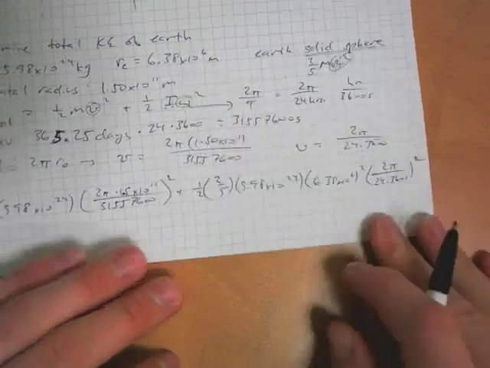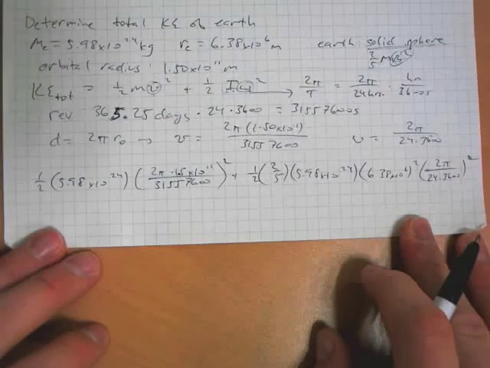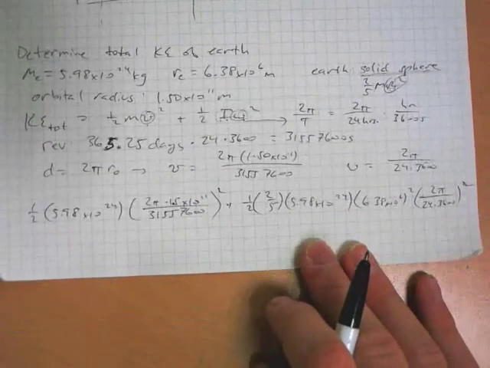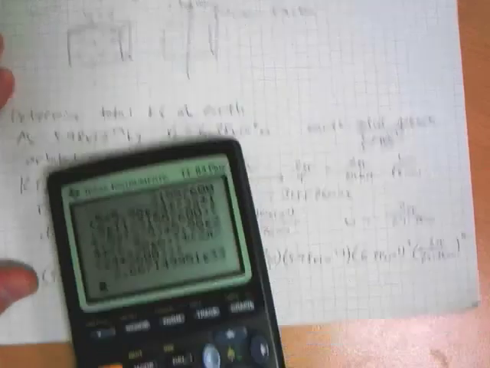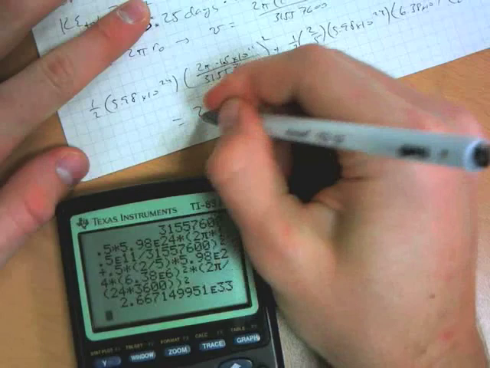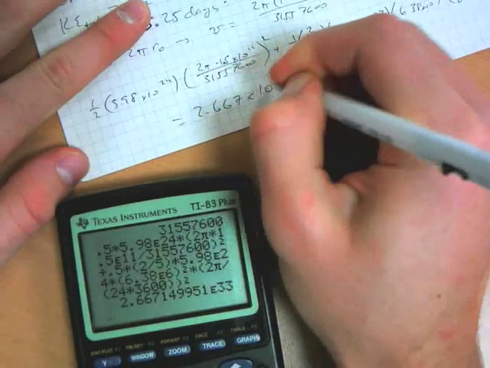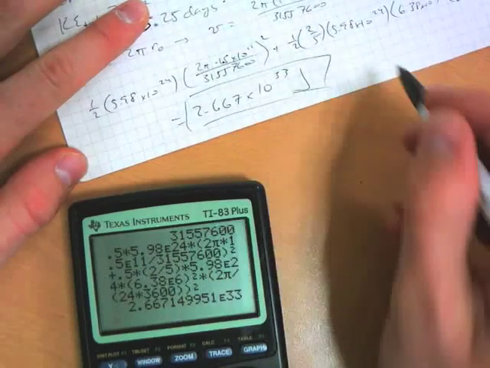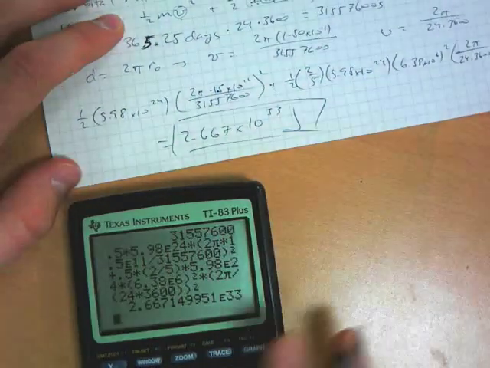And that's an obnoxious amount of things to punch into your calculator, but it's pretty straightforward. And we can get this massively large number, 2.667 times 10 to the 33rd joules. So the Earth has a lot of kinetic energy, which one would expect because it's pretty big.